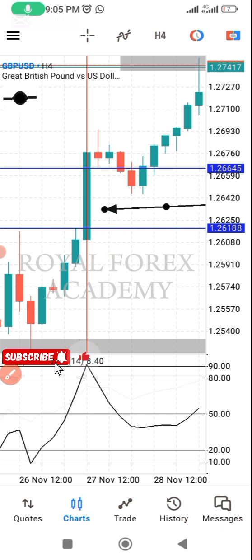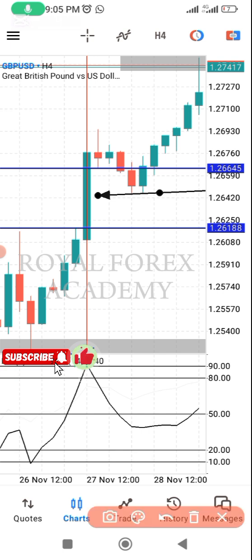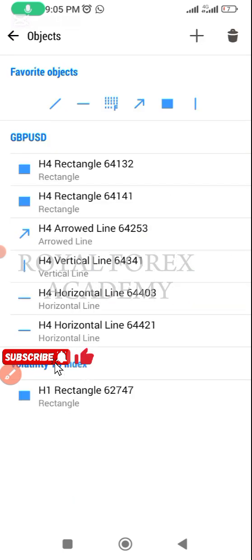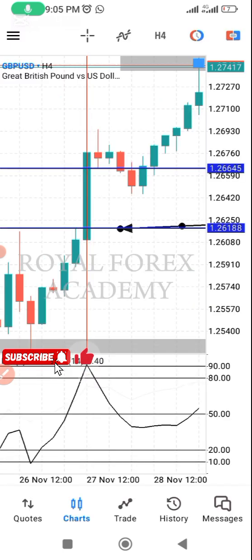But in this scenario, there is a space. So this space is what we refer to as a fair value gap. You can see that even when price retraces down, there is still a gap in between these ones. There is still a gap in between here and here that is yet to be filled by price movement. So all you need to do now is pick your rectangle or your square and mark out this zone.